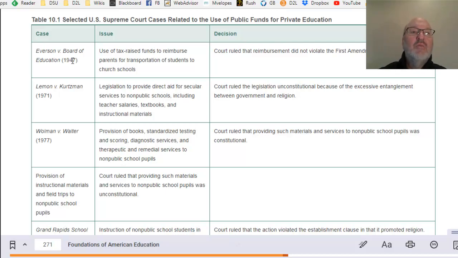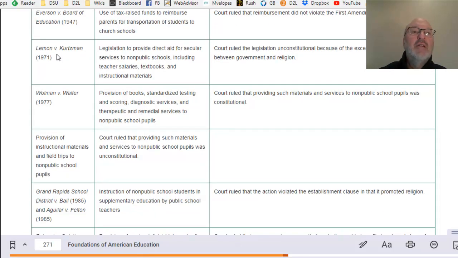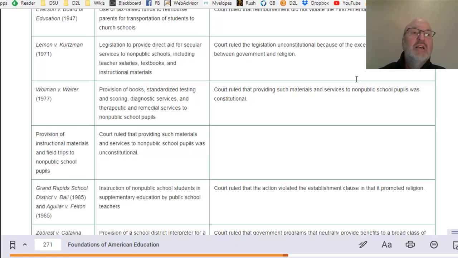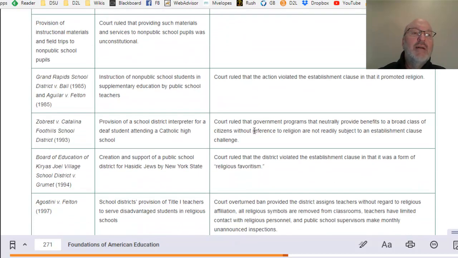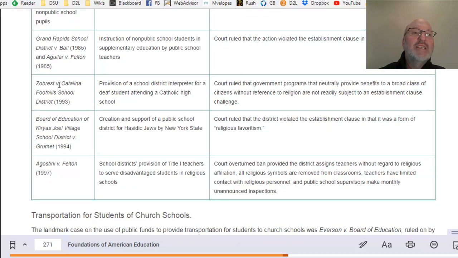Let me give you this one first from 47. I'm just going to read what the court ruled: the reimbursement did not violate the First Amendment. Here's Lemon versus Kurtzman. Go back to this here later. Court ruled the legislation unconstitutional because of the excessive entanglement between government and religion. And you can see they get a little more bold as they come farther. Big one, Zelman versus Simmons-Harris. Court ruled the government programs that neutrally provide benefits to a broad class of citizens without reference to religion are not readily subject to establishment clause challenges.